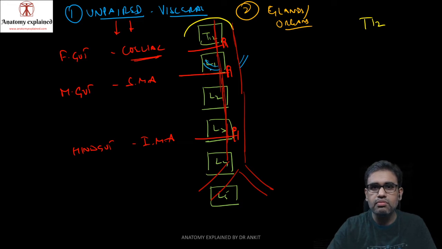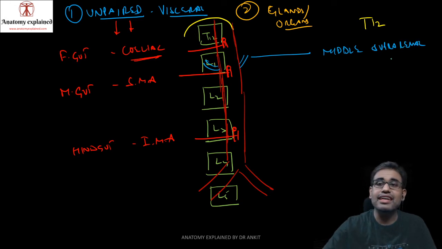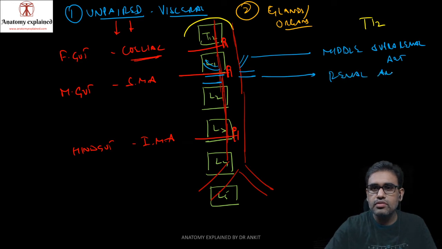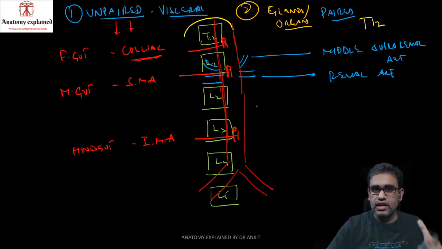So this will be the middle suprarenal, which I'm just writing over here. We can also call it the middle adrenal artery. And just below it, you will have another pair: these would be your renal arteries over here. Remember, these are for the glands and organs, and always remember these are the paired ones. They are lateral branches. And below this, around L2, you will have the gonadal arteries, because the gonads also develop from here.